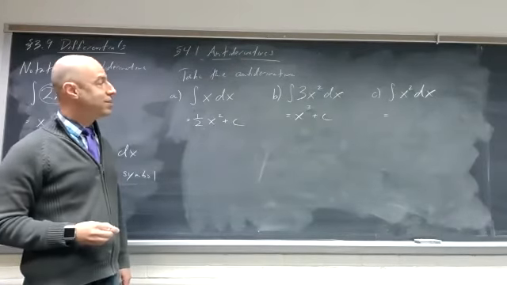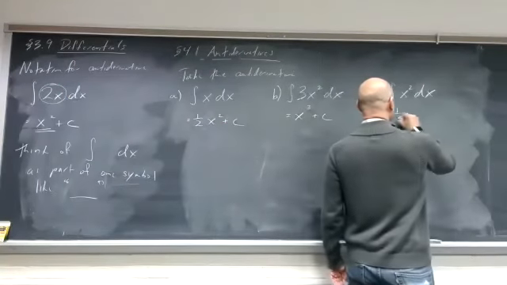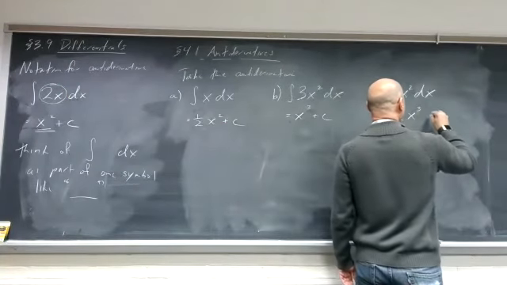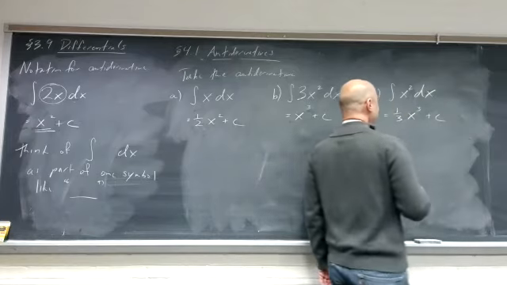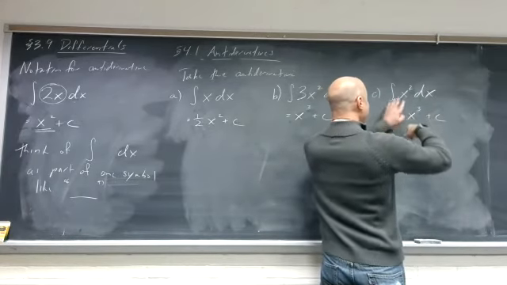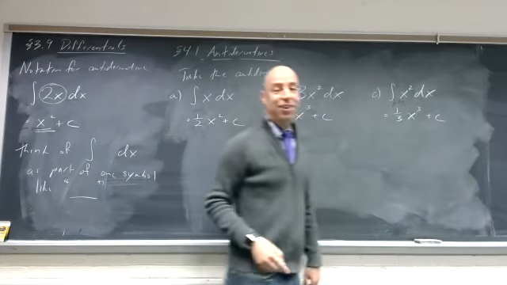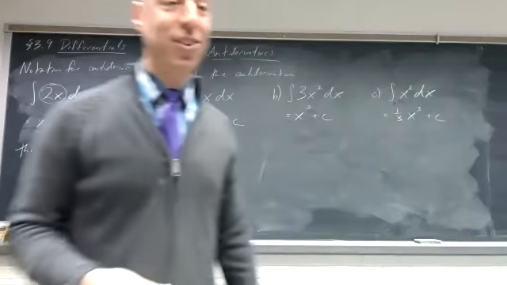Would it be like 1/3 x cubed? Absolutely. And again, you can always check your answer. If we take the derivative of 1/3 x cubed, the 3 comes down, multiplies the 1/3, they cancel. You write your x, the 3 becomes a 2, and there it is. And the c goes away, of course, as always.